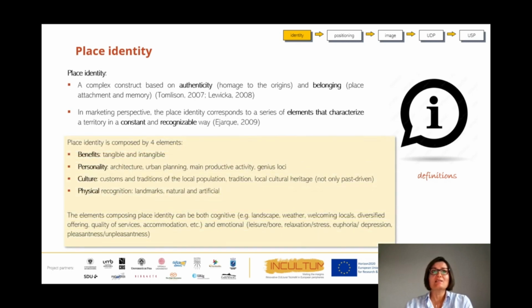And it does this through four main elements: tangible and intangible benefits, personality, that is, how the territory conforms, its culture, and the physical and geographical features. In some cases, we have strong attractors called landmarks. The elements composing place identity can be both rational and emotional.